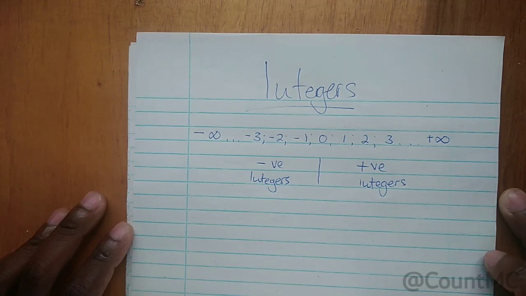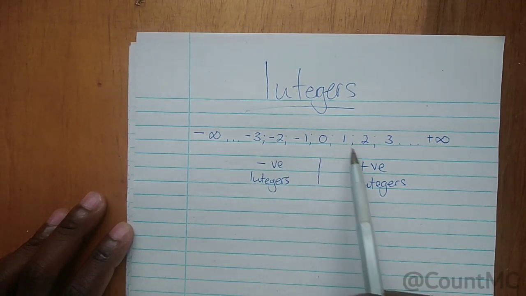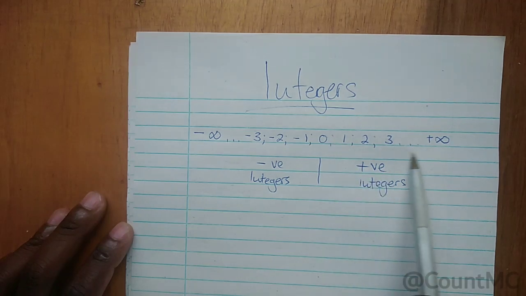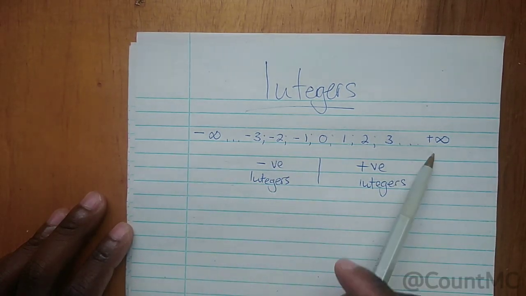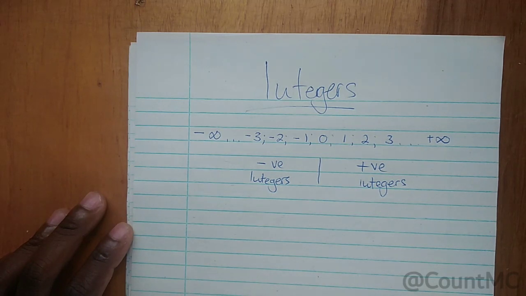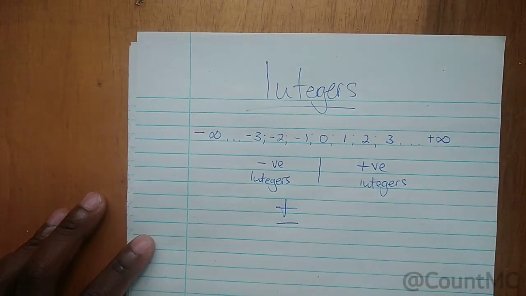So when we talk about integers, we've got two groups, positive integers and negative integers. These are whole numbers. Positive integers are whole numbers that are greater than 0. Negative integers are whole numbers less than 0. They start from negative infinity up to positive infinity. So in this session, we are going to talk about adding and subtracting integers.